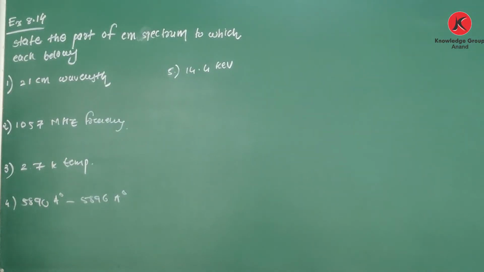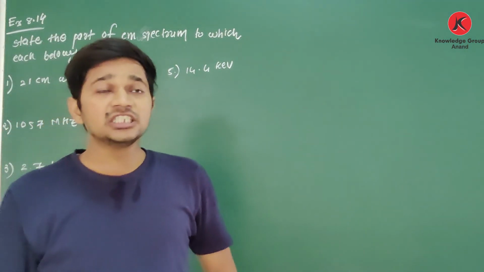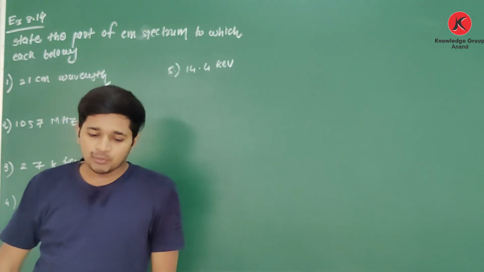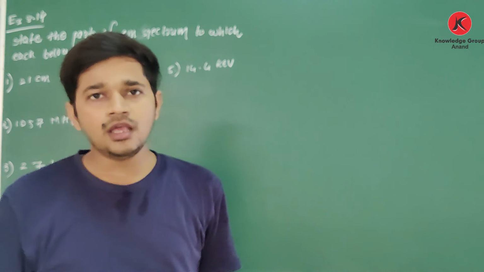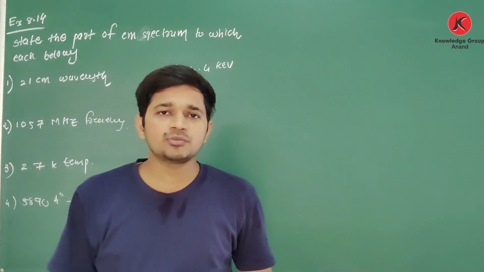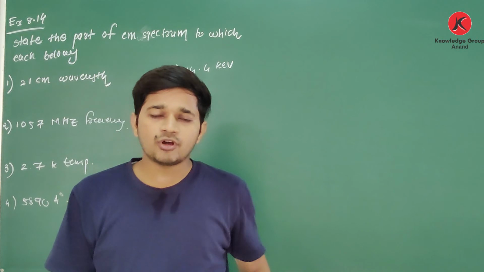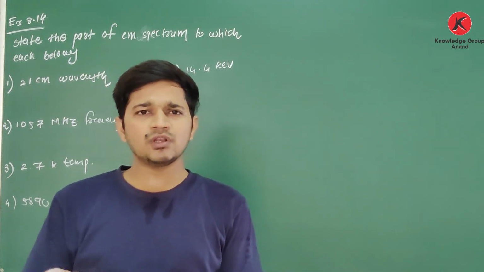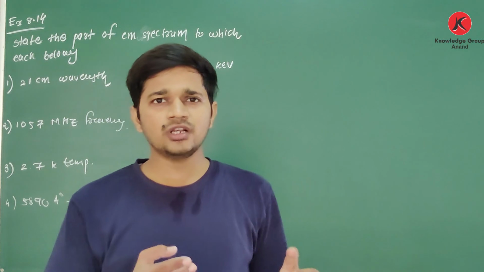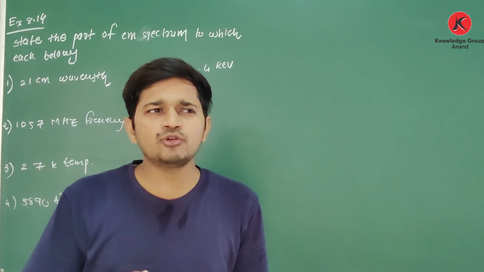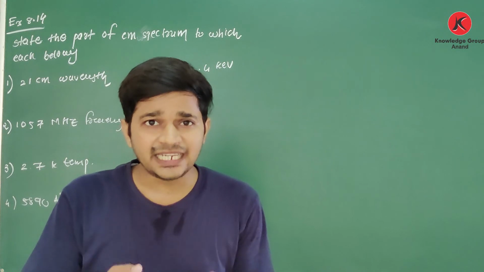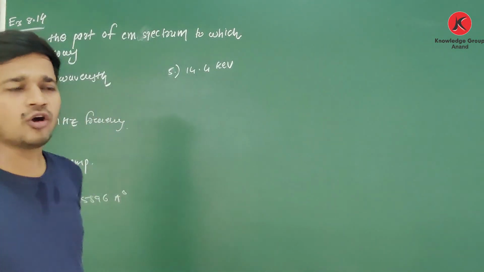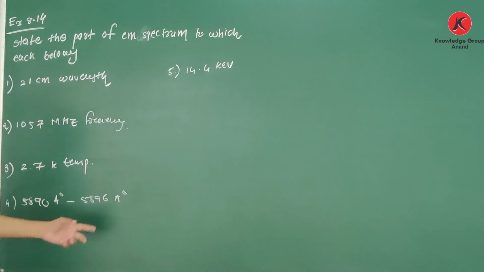Next question, 8.14. State the part of the electromagnetic spectrum to which each belongs. Means you are given a total of 5 cases. You have to find which region this wavelength or frequency or energy belongs to. For that, students, again, you have to remember the spectrum of electromagnetic waves. For microwaves, what is the range of frequency or wavelength? For radio waves, ultraviolet light, visible light, you have to remember the range of wavelength or frequency, because from that only you can easily understand this.